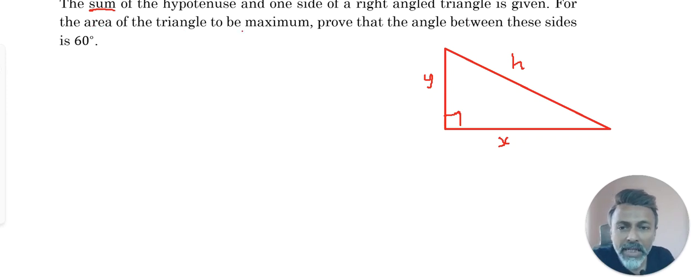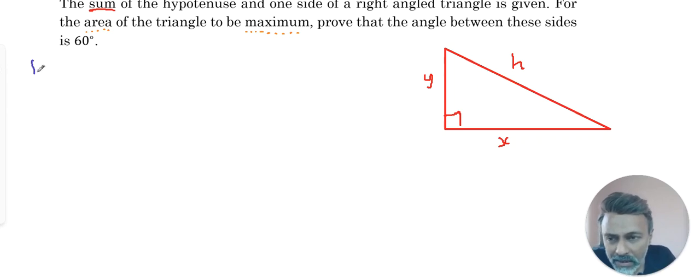For the area of the triangle to be maximum, the word maximum should make you think about this topic. The area of a right triangle is half base height. Prove that the angle between these sides is 60 degrees. So we want to show that one of the angles is 60 degrees. One is 90 anyway, the last would then be 30. Let's make a start.